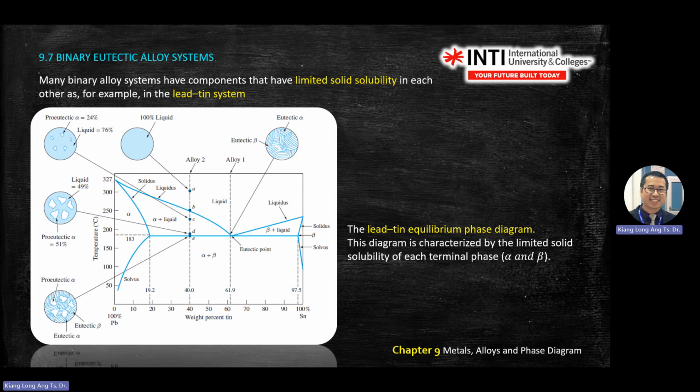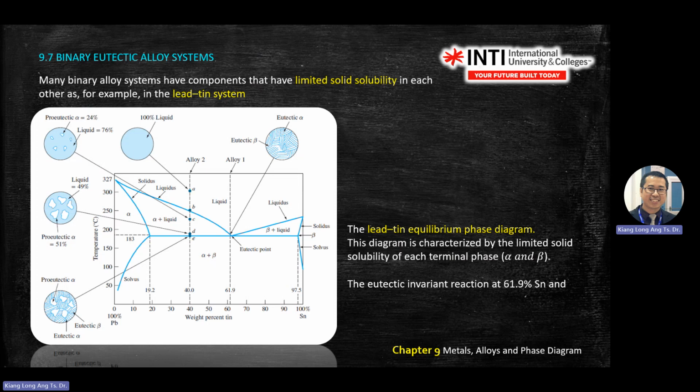This one is Sn, tin. So on the left-hand side, you will see alpha solid. On the right-hand side, you will see beta solid. Okay, there's one point called eutectic. There's one point, a new term for today: eutectic. There's a eutectic reaction on the graph.